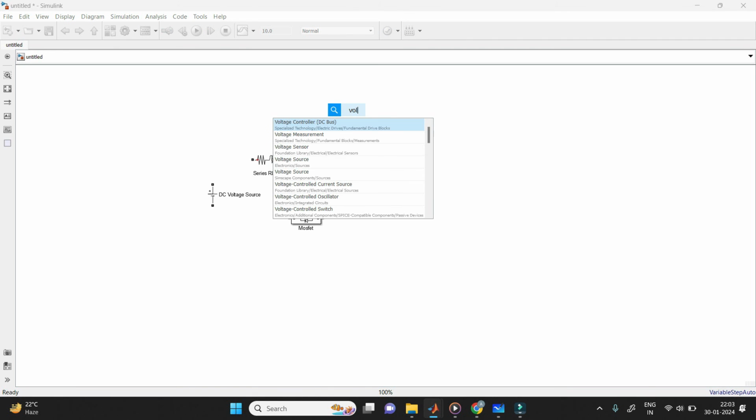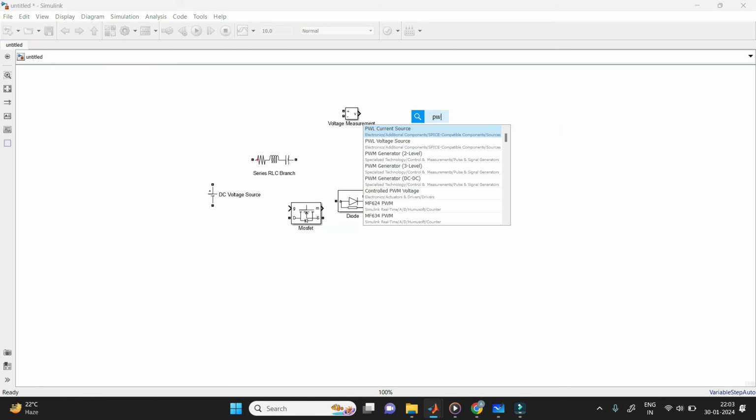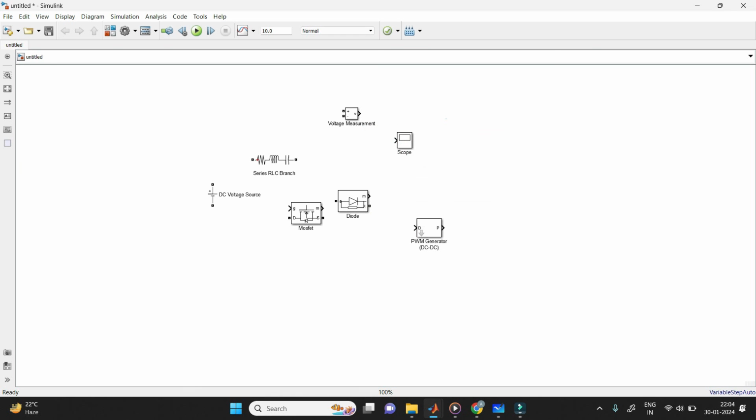And I am taking voltage measurement and scope to see the waveforms, and a pulse width modulation generator for the DC-DC converter. That's why I'm taking the PWM generator for DC-DC, and I am taking one constant to give the duty cycle. Okay, and finally I'm taking the power GUI block. That's it. These are the blocks I need.